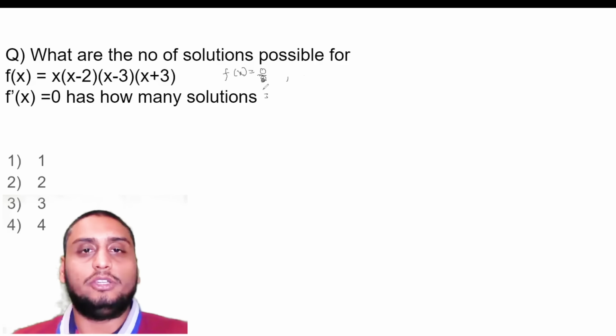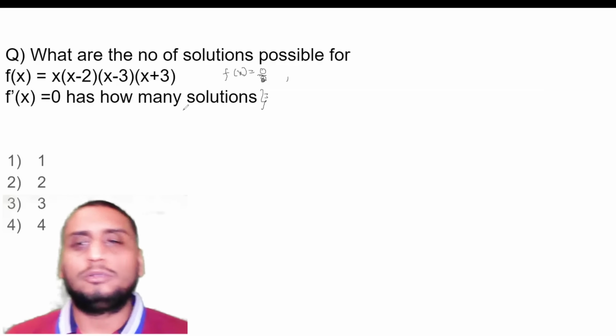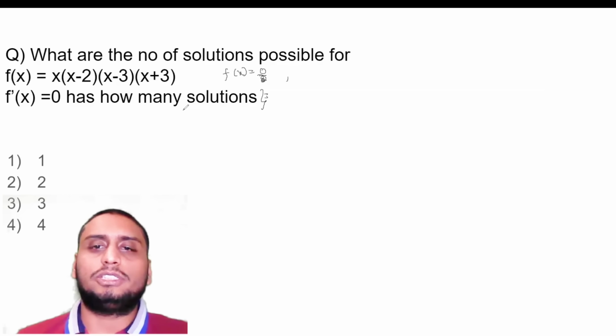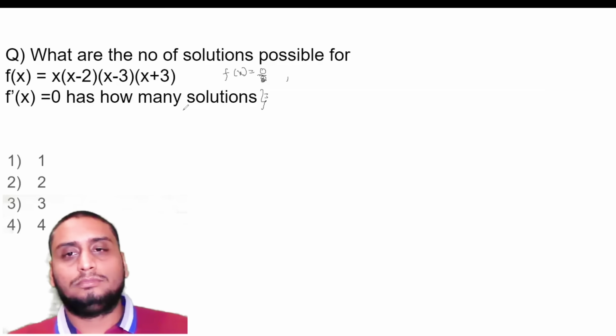Okay. Then you have to tell me this one. So basically, the differentiation of fx has how many solutions? So I will also tell you a little bit of tricks about how to do polynomials and these kinds of questions. So it will be very generic, not applicable to this question, but it will be useful.